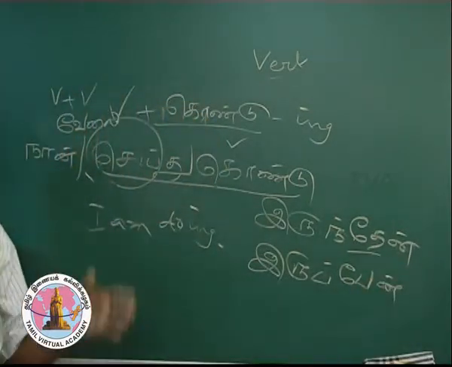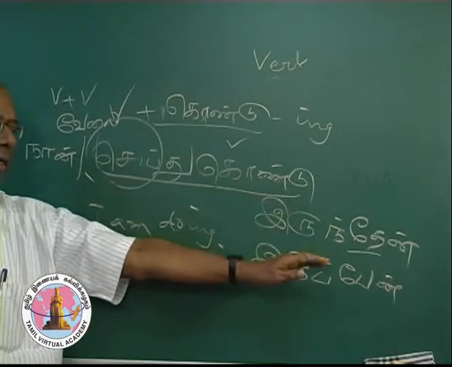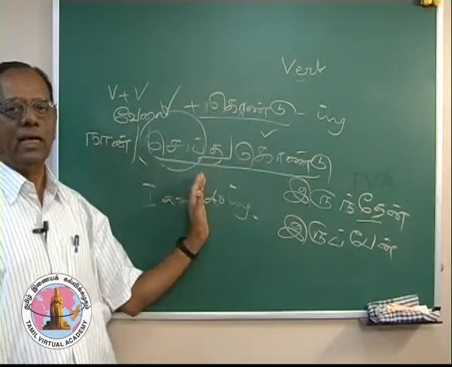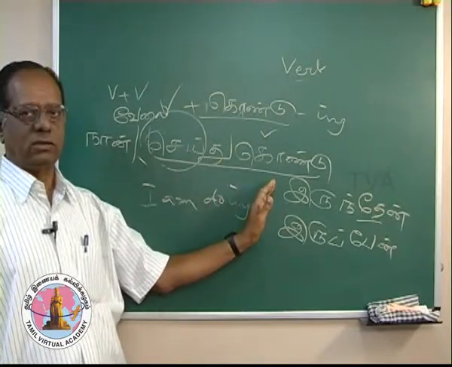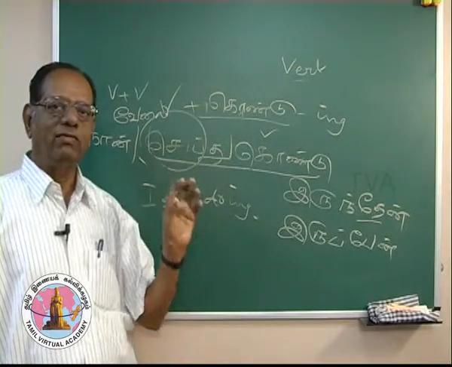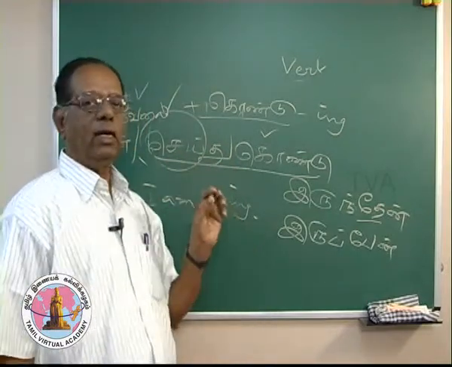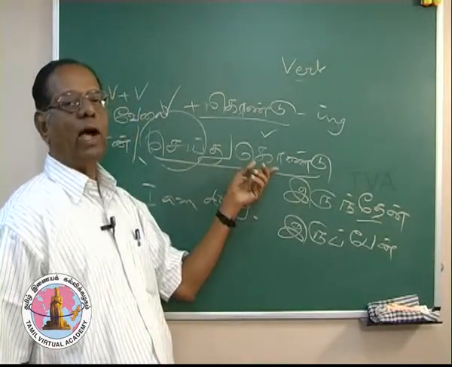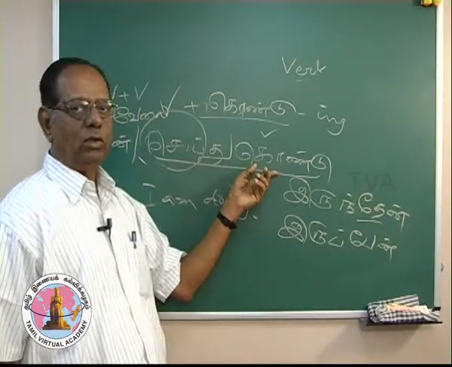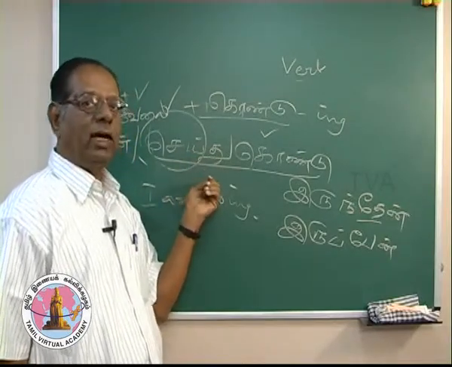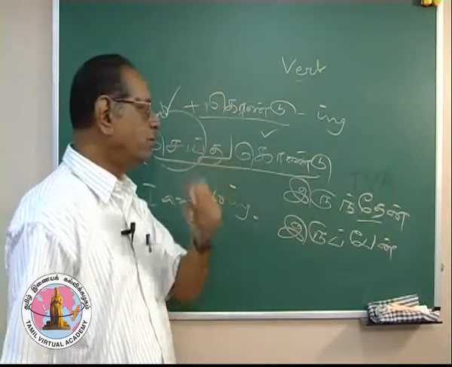Iruppen. For nan, it will be irukkiren, irunden and iruppen. In between, you get an action and the continuous sense. So, when you want to make a verb into a continuous form of verb, you have to add the suffix kondu to the verbal participle form of that particular verb.